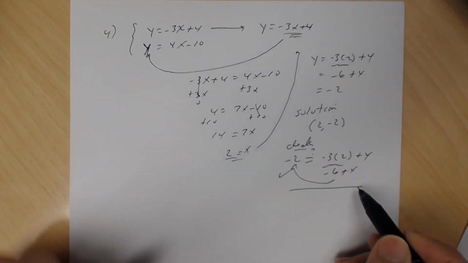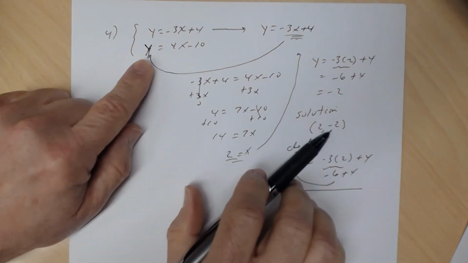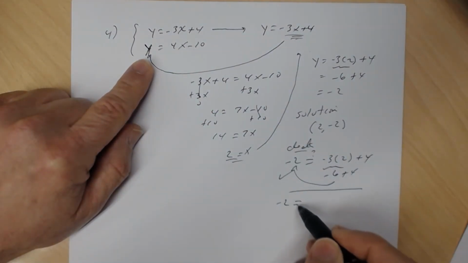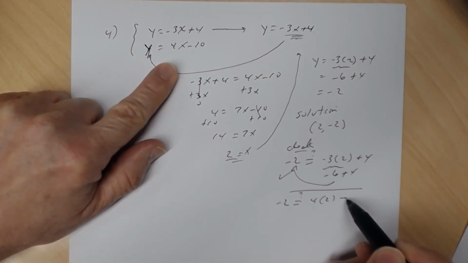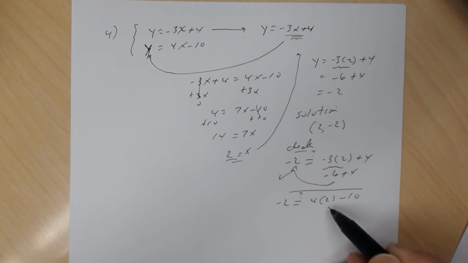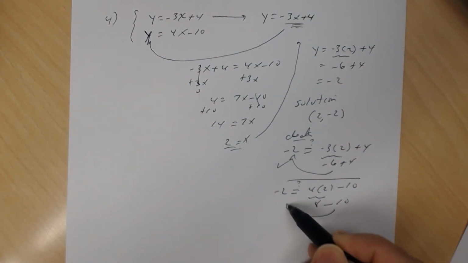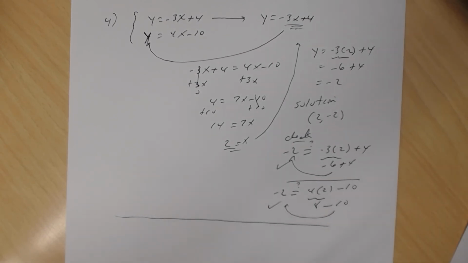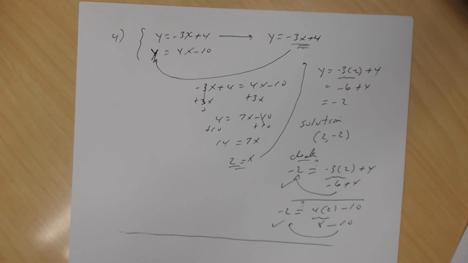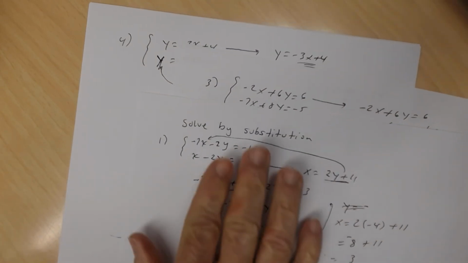All right, look at the other equation. y equals 4x minus 10. y is negative 2. So negative 2, I want to see if that's going to equal 4 times x. x is 2 minus 10. Well, 4 times 2 is 8. And the question is, is 8 minus 10 equal to a negative 2? And the answer is yes. Okay, so that was a quick review of solving a system by substitution.